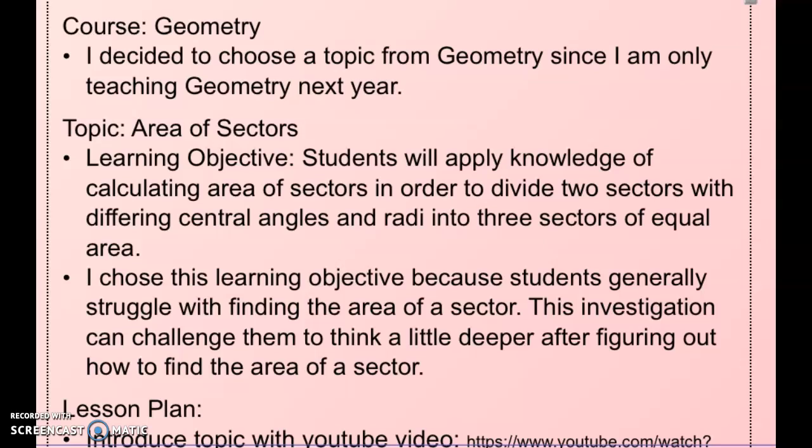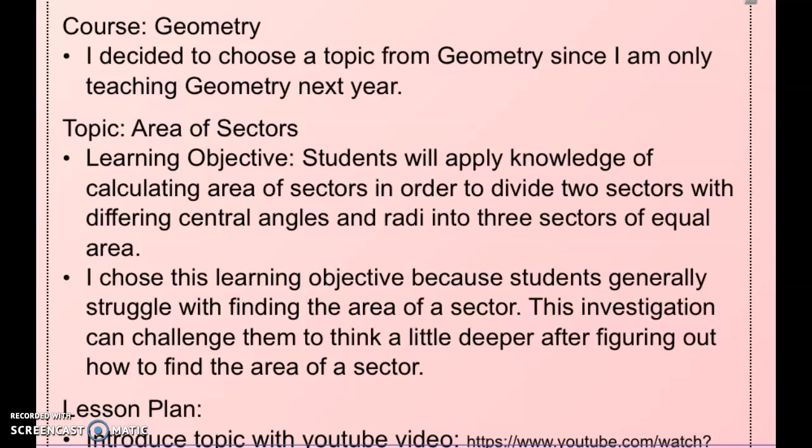Anyways, the course that I'm teaching this fall is geometry, and so I decided to choose a topic from geometry since that's the only prep that I have next school year. Kind of left out that way, I guess. Anyways, the topic that I chose was the area of sectors.